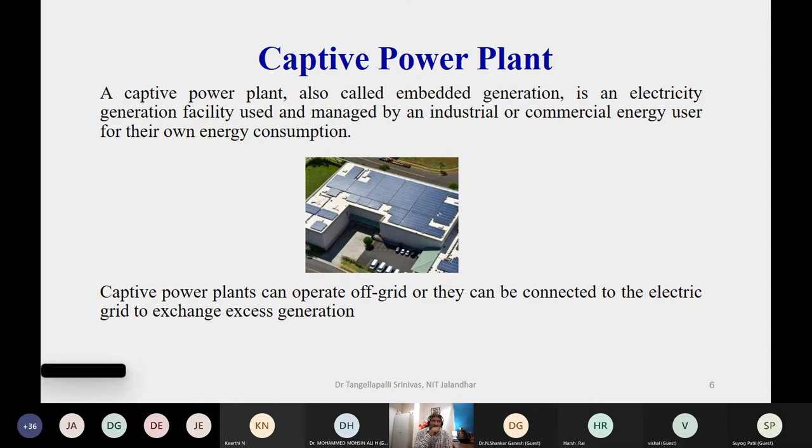Even state governments now have schemes, at the domestic level, where they are erecting solar plants on our terrace. Without incorporating battery or storage, directly we can supply to the grid or state government, and they will keep some meter for whatever we are consuming. So we are supplying to the government, and we are also earning money, if we are able to generate more than our home load. And captive power plants can operate off-grid, or they can be connected to the grid to exchange excess amount of electricity.